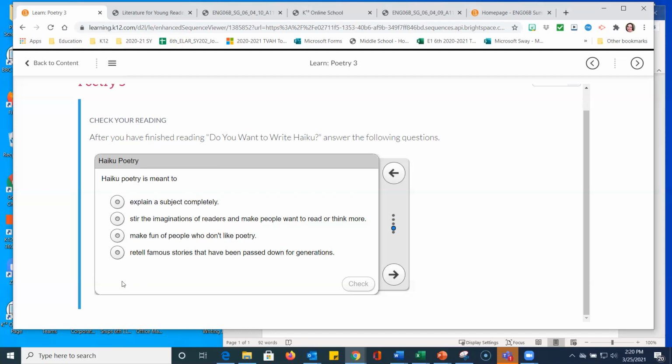Choose your answer. Check your answer. Once you know the correct answer, copy and paste the question and correct answer into your review document.